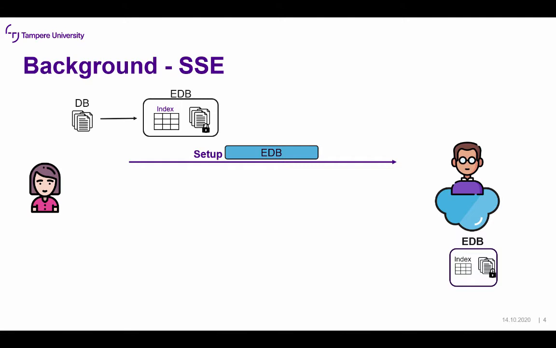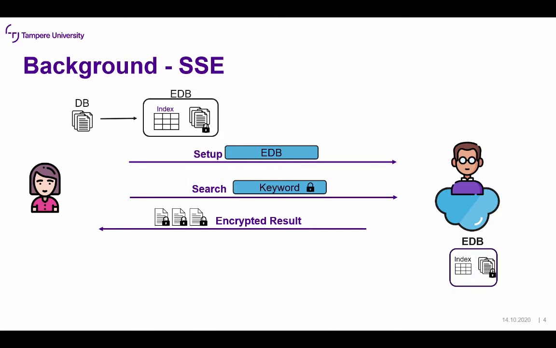Now, at a later time, if Alice wishes to search for the files that contain a specific keyword, she can issue an encrypted query that contains the keyword and send it to the CSP. Now, the CSP can locate all these files that contain the keyword W without knowing neither W nor the contents of the files. So as soon as the CSP locates all these files, it sends back to Alice an encrypted result. And when Alice has the encrypted result, she can decrypt it locally and get the plain text files that she was looking for.